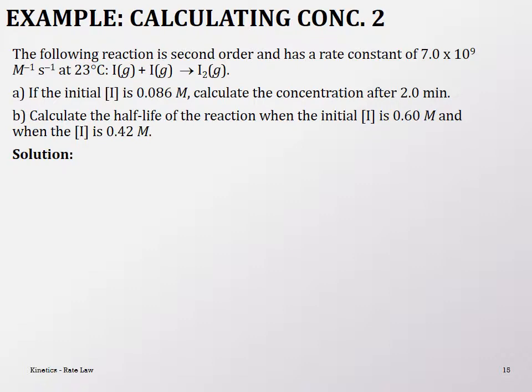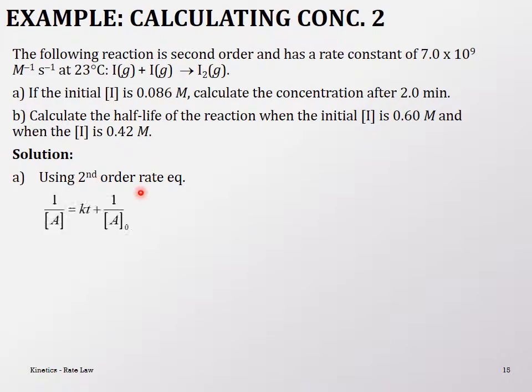So here is another problem with calculating the concentration. Now in this case, the reaction is given to us also, which is I plus I is equal to I2. And this is a second order reaction which has a rate constant 7.0 times 10 to the power of 9, at 23. So the question is, if the initial concentration of I is 0.086, then calculate the concentration of it after 2 minutes. So we have to use the integrated rate law for this one, and then we have a half-life to calculate also. So the half-life of a reaction when initial concentration is 0.6 and when it is 0.42, so different concentrations to begin with.